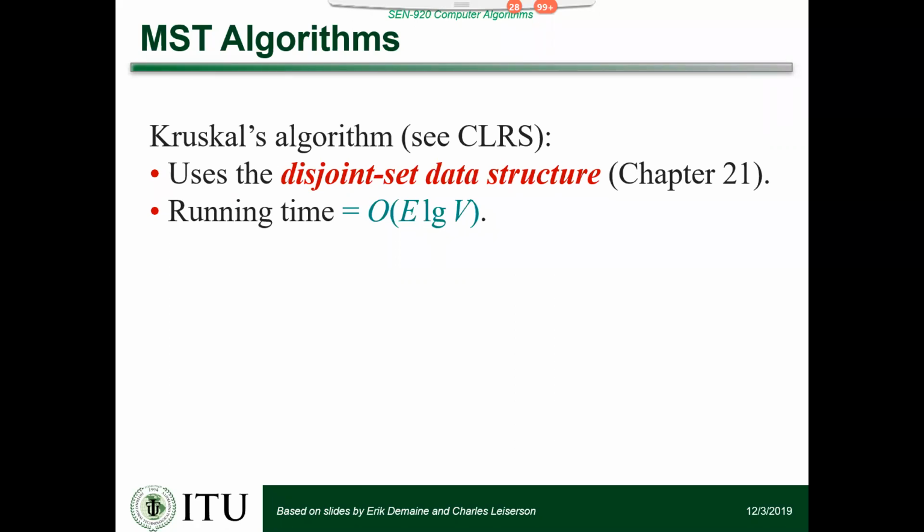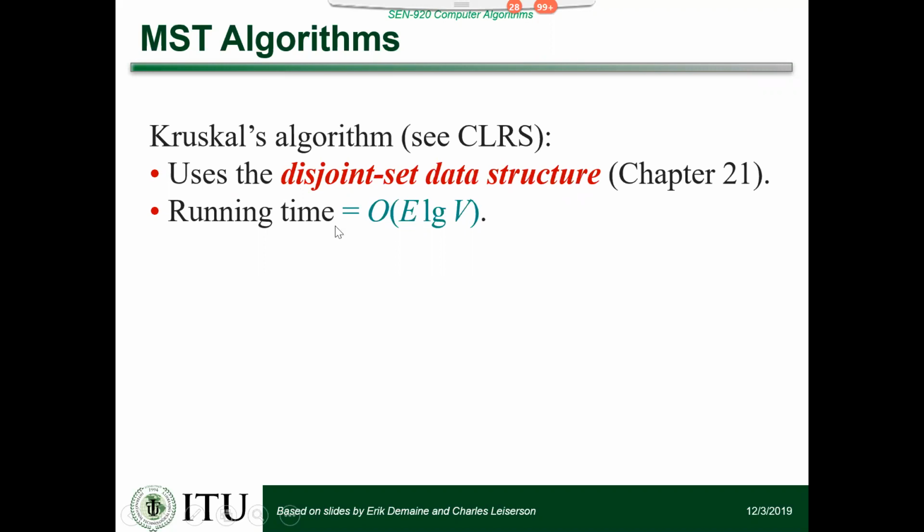So you have the edges sorted in increasing order of edge weights, and you start adding one at a time. Whenever you see a cycle, you discard the edge, and you keep doing it until all the vertices are spanned. This algorithm can be implemented using the so-called disjoint set data structure. This is covered in chapter 21, and we will also cover this data structure in 680, in lecture number 4.